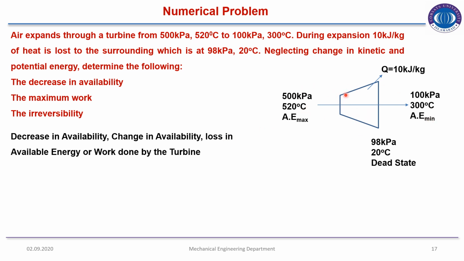So here you can see the turbine schematic diagram is shown. The inlet properties are on the left hand side, the outlet properties are on the right hand side. The Q amount of energy that is lost into the environment is shown by the arrow. The properties of the environment or dead state are also mentioned here.